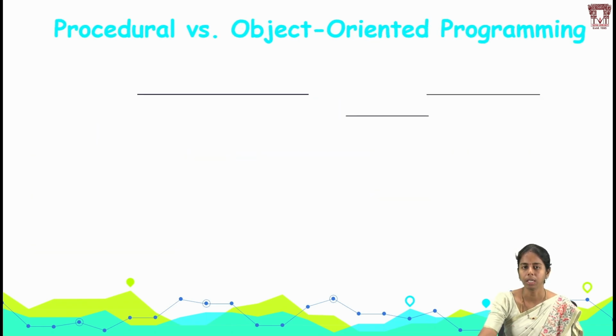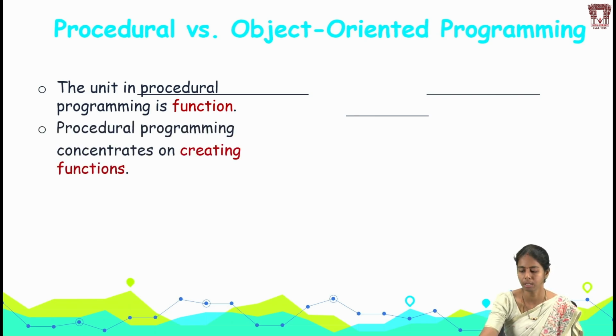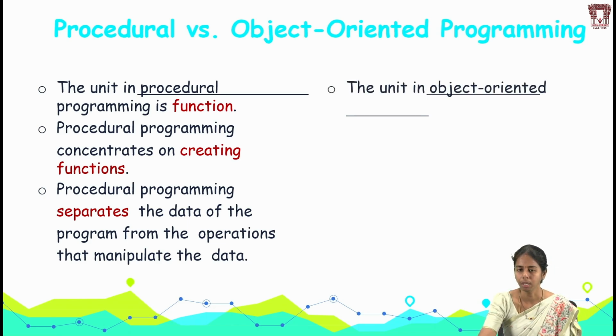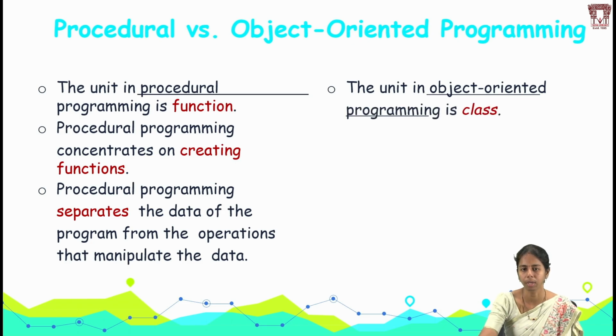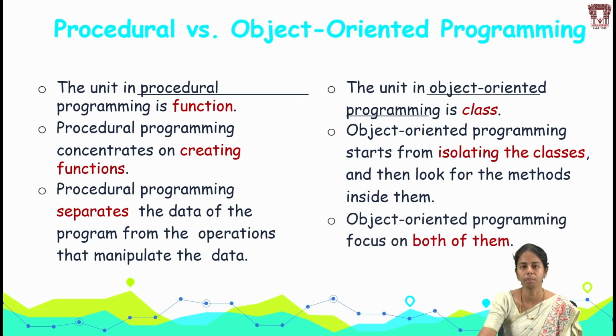As we compare object-oriented programming with procedural programming, the unit in procedural programming is a function, whereas in procedural programming we create functions. Procedural programming separates the data of the program from the operations that manipulate the data. Coming to object-oriented programming, the programming is through classes. Object-oriented programming starts with isolation of the classes that look for the methods inside them, and object-oriented programming focuses on both of them.